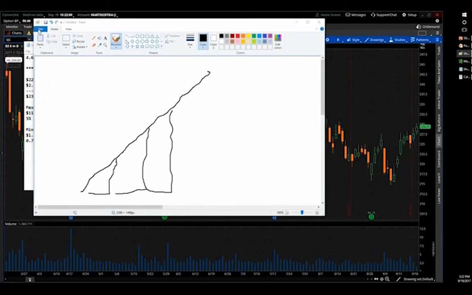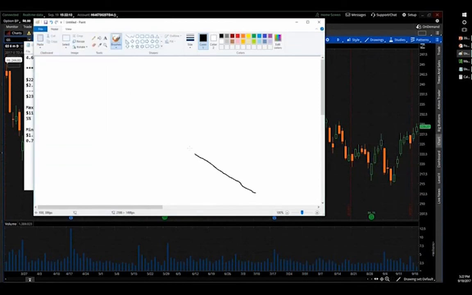All right, what does the shorted stock do? As the underlying stock goes down in price, I make $1. Another $1, I make $2. Another $1, I make $3. What does a put option look like?